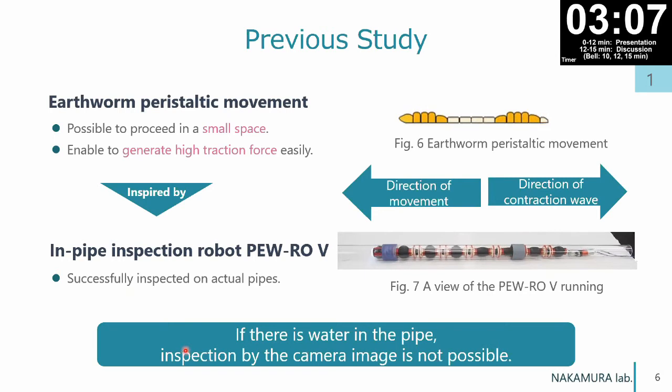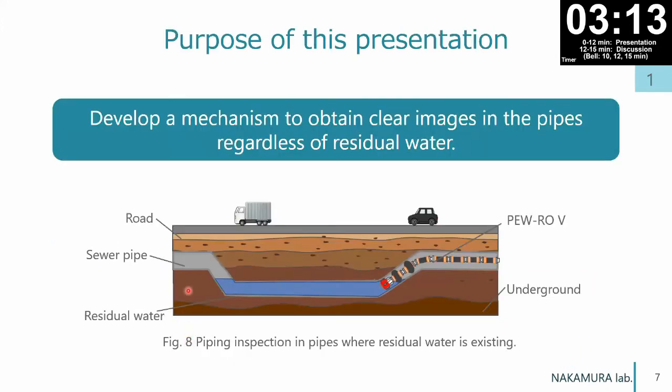However, if there is water in the pipe, inspection by the camera image is not possible. When the water remains in the pipe, it looks like figure 8. In the residual water, camera images are unclear. So the purpose of this presentation is to develop a mechanism to obtain clear images regardless of residual water.